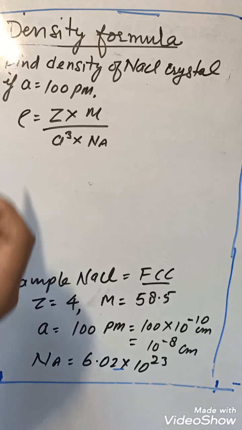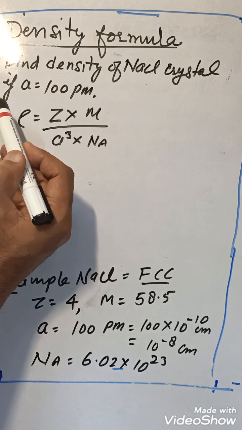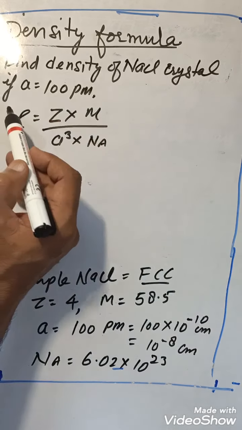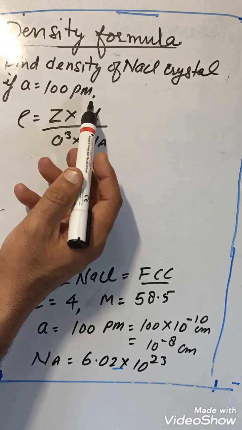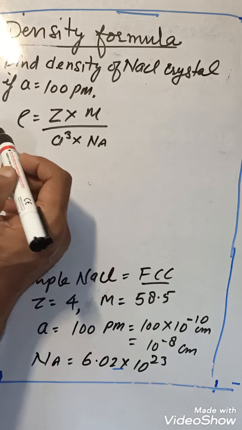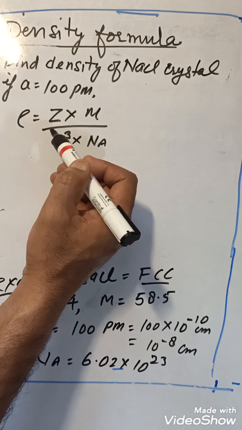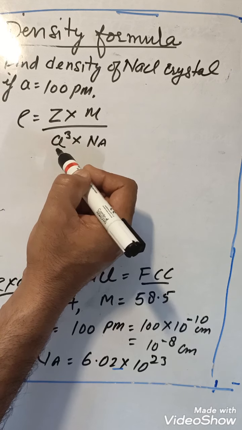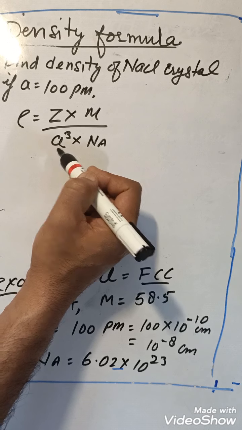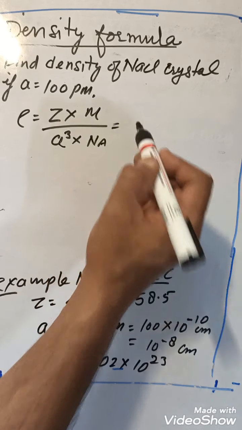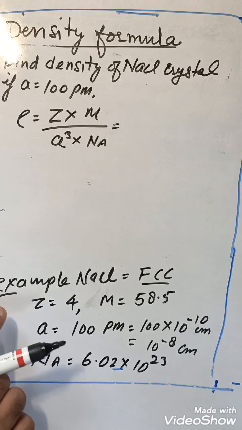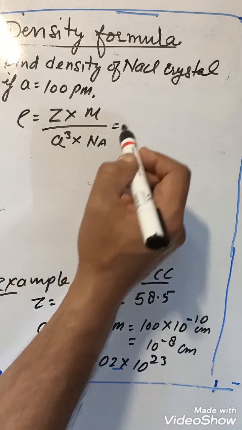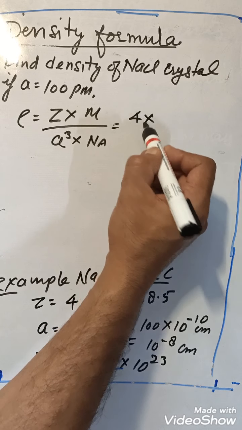So let we have one question. Find out density of NaCl crystal if edge length is 100 pm. So density formula rho is equal to Z, number of particles, into molar mass divided by volume. Volume will be A cube into Avogadro's number. So put these values here. In case of sodium chloride, it is FCC, so Z is 4. Number of particles per unit cell is 4.